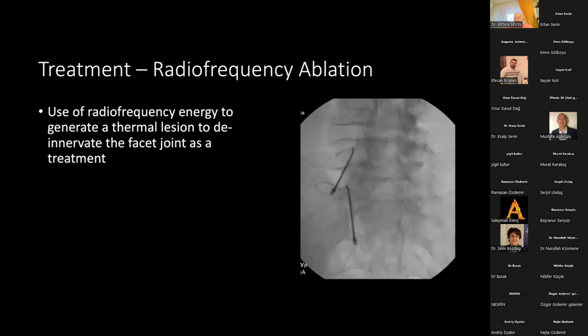So a radiofrequency ablation is essentially, the definition of that is that you're using radiofrequency energy to generate a thermal lesion that's going to denervate the facet joint, right? So it makes sense if you anesthetize the nerve and the pain goes away, that if you then permanently or semi-permanently destroy that nerve, hopefully their pain goes away on a longer lasting basis.